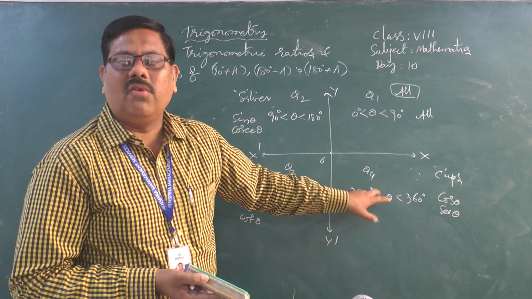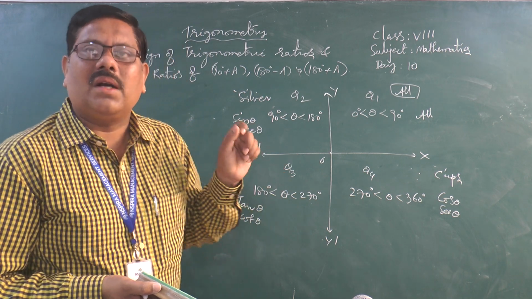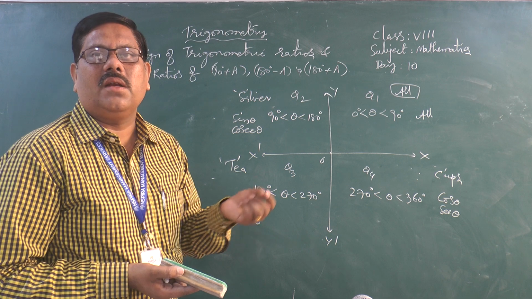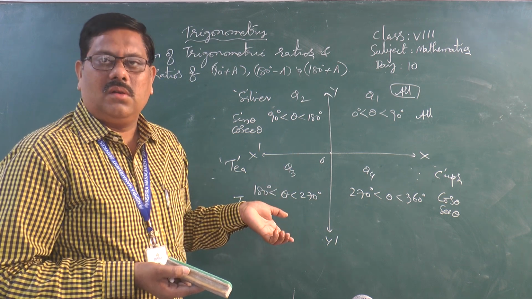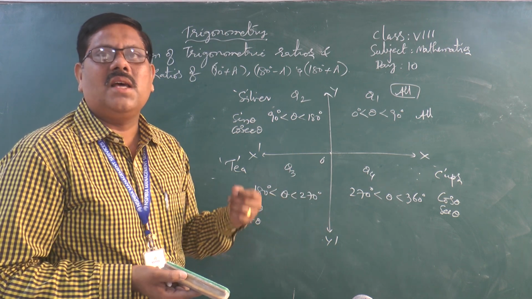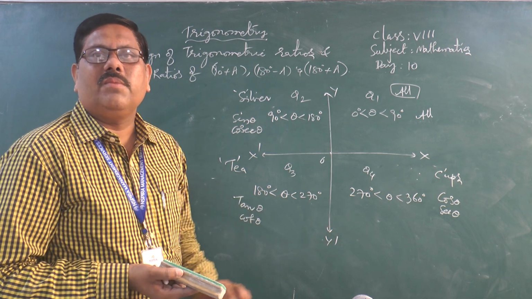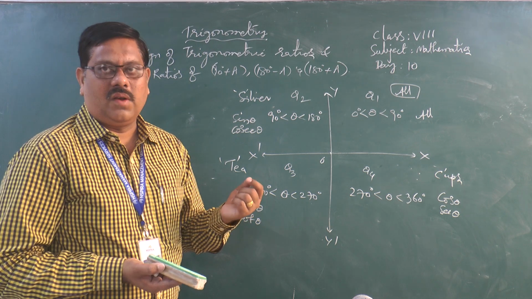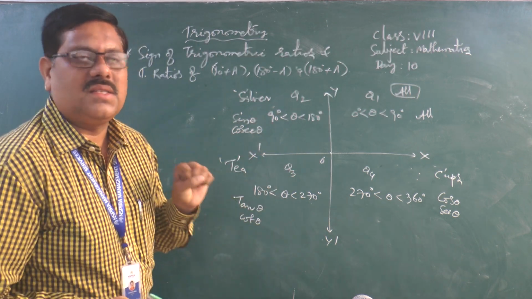Then we have quadrant 4, which we will call cups. C stands for cos as well as its reciprocal secant. Cos theta and secant theta are positive there, and here theta is between 270 degrees and 360 degrees. Now we see one problem based on this particular concept.